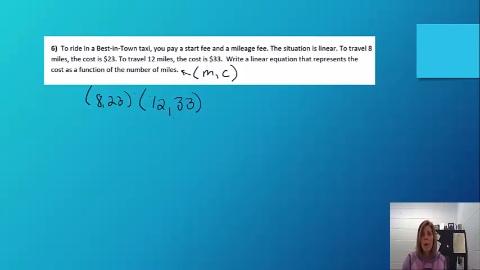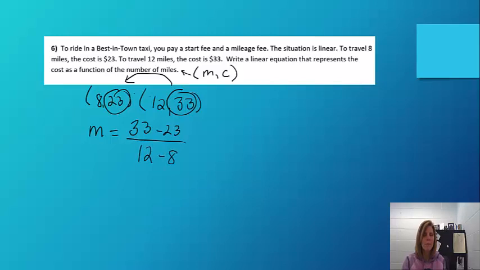So then from here, now it's just a problem like all of the other ones. So again, if you feel like you're getting pretty good at solving these problems, just try to work it on your own and kind of ignore me as we're working, and we can see if we get the same thing. So I'm going to start by finding the slope. I'm going to circle my y's. I believe, again, just to avoid the negatives, I'm going to go right to left. So I'll get 33 minus 23, and then divided by my x's, which will be 12 minus 8. 33 minus 23 is 10. And then 12 minus 8 is 4.